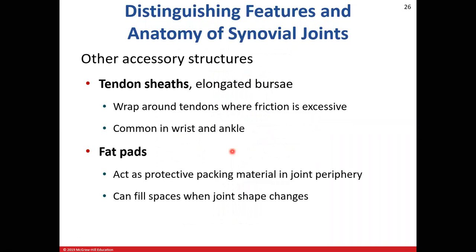A few other accessory structures. Tendon sheaths are basically elongated bursa sacs that wrap around the tendons. And this is where friction is excessive. We often see these in the ankle and the wrist, again, because we have excess movement in those regions. We also have different types of fat pads at different locations, and they're going to do very similar things as far as protection. They act as a protective packing material in the joint periphery, and can also fill spaces when joint shape changes.